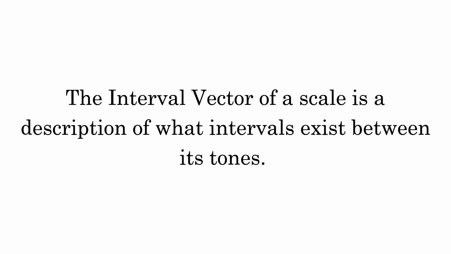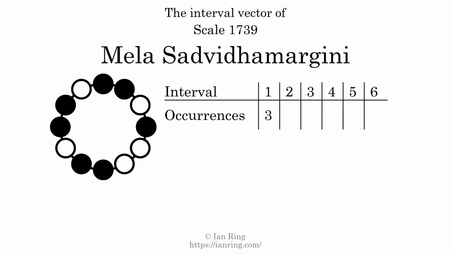The interval vector of a scale is a description of what intervals exist between its tones. There are 3 intervals with the size of 1 semitone. They are here, here, and here. There are 3 intervals with the size of 2 semitones. They are here, here, and here. There are 6 intervals with the size of 3 semitones. They are here, here, here, here, here, and here.